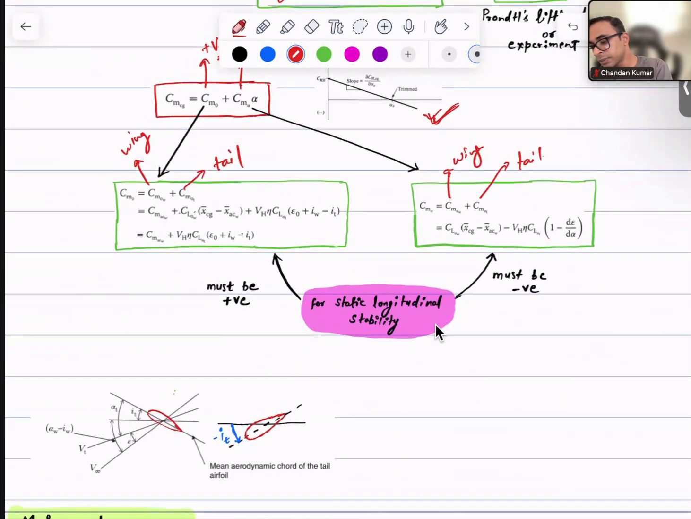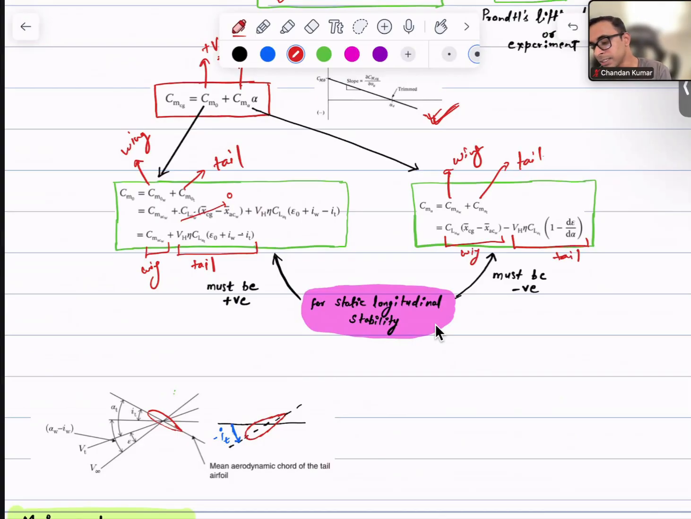Now writing this further, we said that at zero angle of attack, the lift is 0, so this term will be 0. So this is the contribution basically from the wing, and this is the contribution coming from the tail. And in the same way over here, this is from the wing and this is from the tail. As we've seen, the contribution from the wing alone to the longitudinal stability is in general destabilizing.